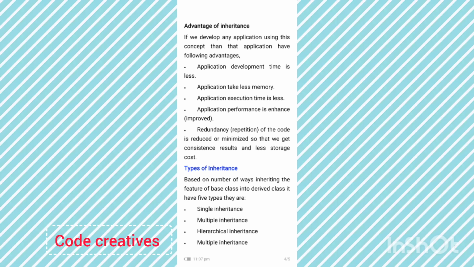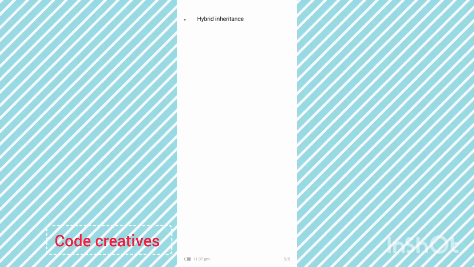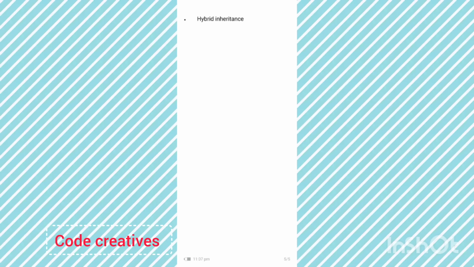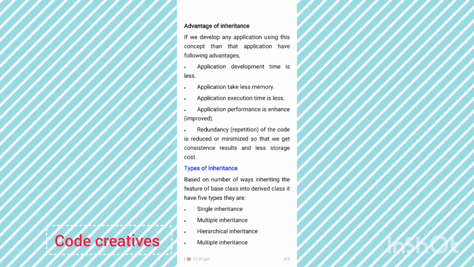We have five types of inheritance: single inheritance, multiple inheritance, hierarchical inheritance, hybrid inheritance, and multilevel inheritance. Single inheritance, as its name shows, is a single one. Then we have multiple inheritance. Hierarchical is a tree structure, and hybrid is a mixture of these. We will discuss the types of inheritance in our next lecture.